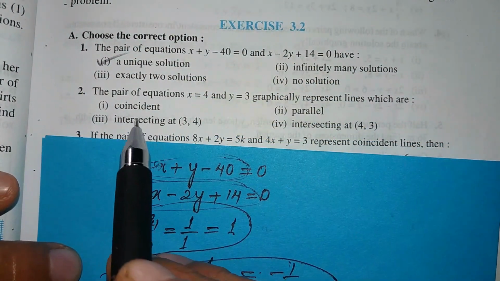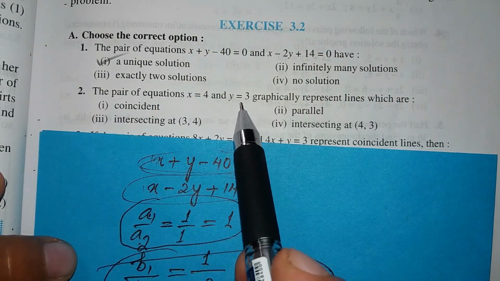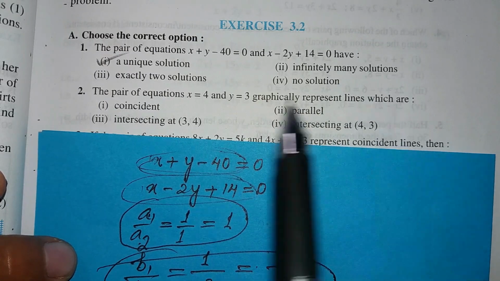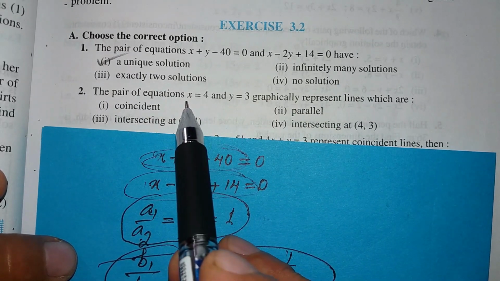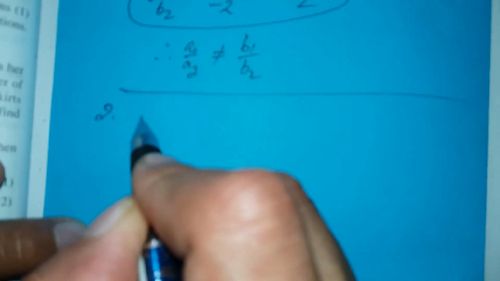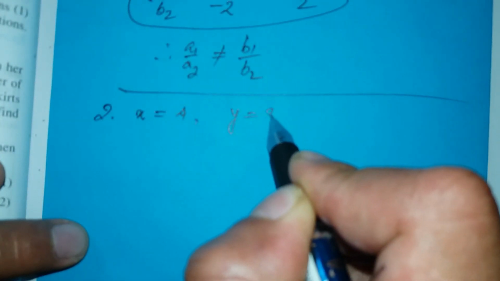Now next question: the pair of equations x is equal to 4 and y is equal to 3 graphically represent lines which are, now we have two equations here, x is equal to 4 and y is equal to 3.